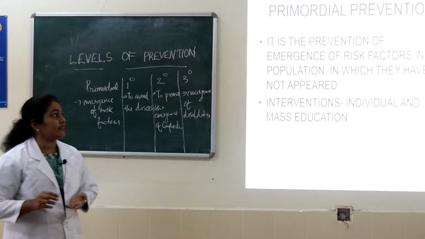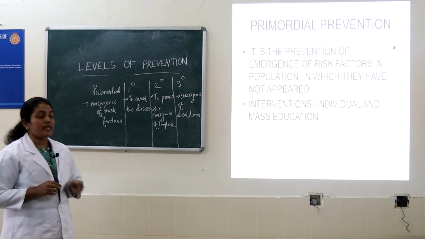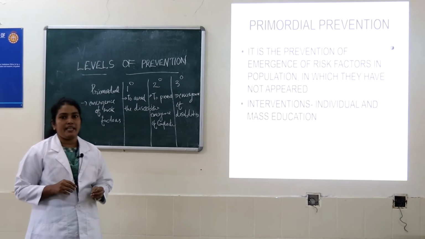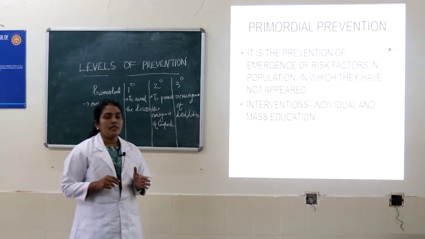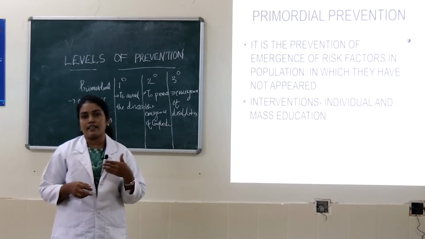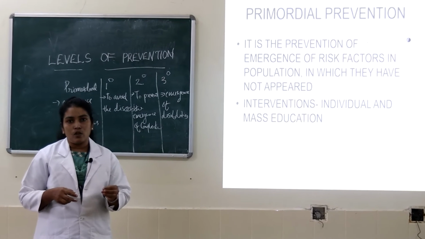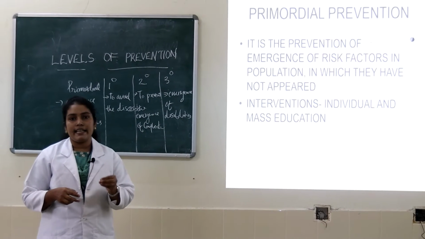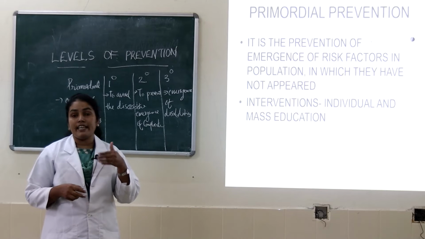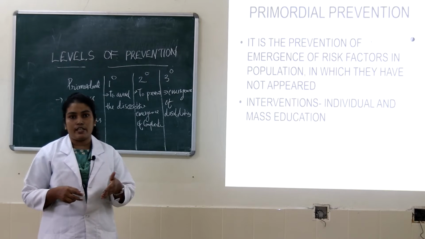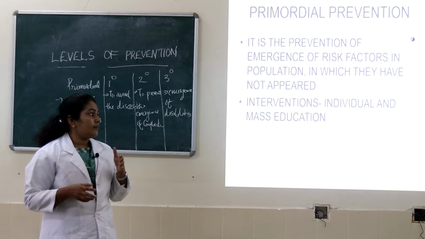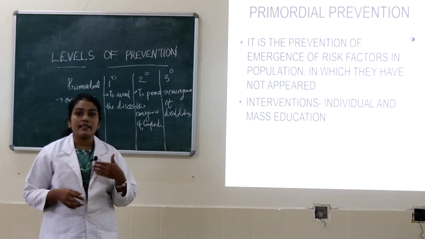Primordial prevention is the prevention of the emergence of risk factors in a population in which they have not yet appeared. For example, in school days or college days, we have to educate the students to avoid alcoholism and drug abuse in their daily life. So, education is given individually and as mass education. These are the interventions in primordial prevention. That is, the main interventions include individual and mass education.